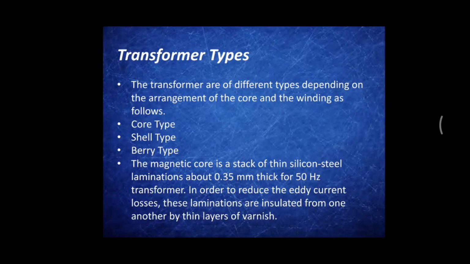Now let us talk about the transformer types. Transformers are of different types depending on the arrangement of the core and the winding, as follows. First is core type, second is shell type, third is berry type. The magnetic core is a stack of thin silicon steel laminations about 0.35 mm thick for a 50 Hz transformer. In order to reduce the eddy current losses, these laminations are insulated from one another by a thin layer of varnish.